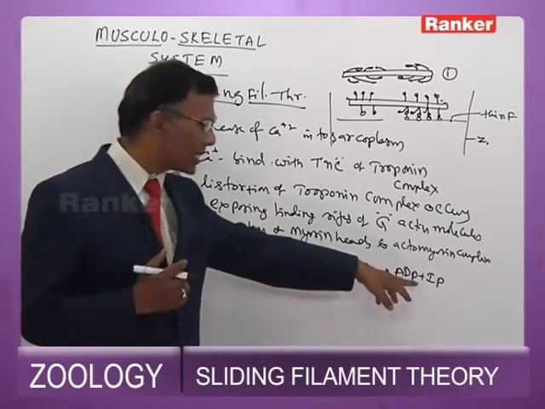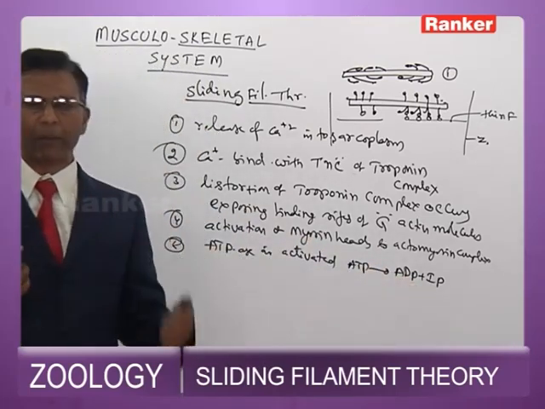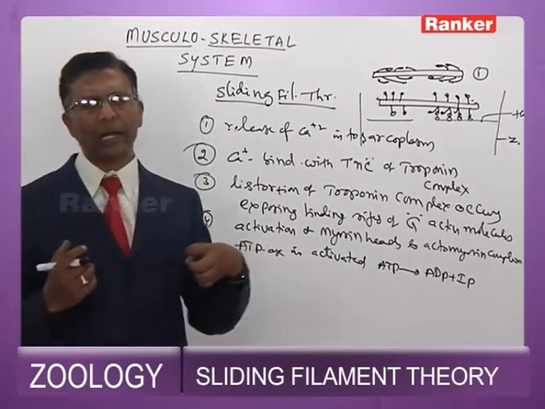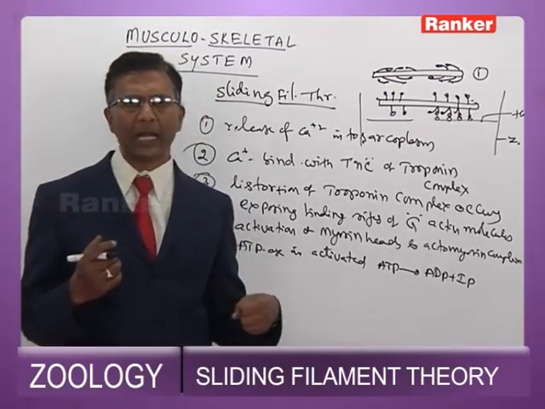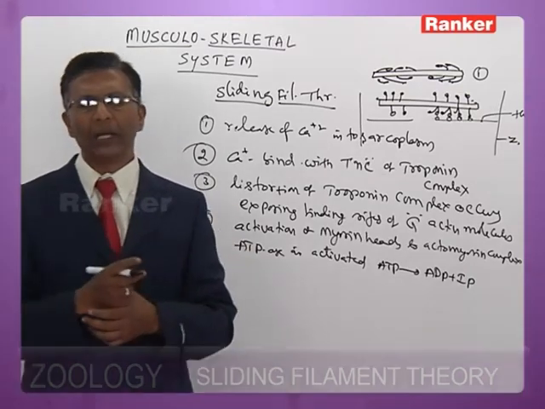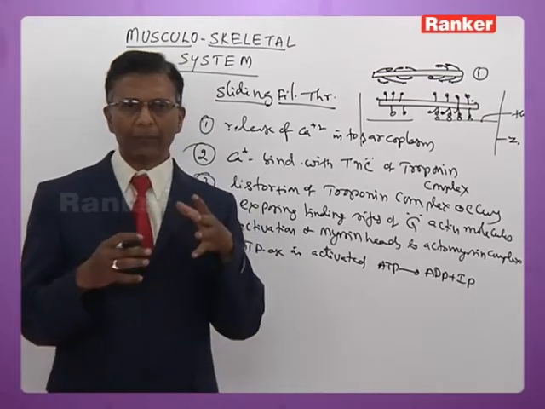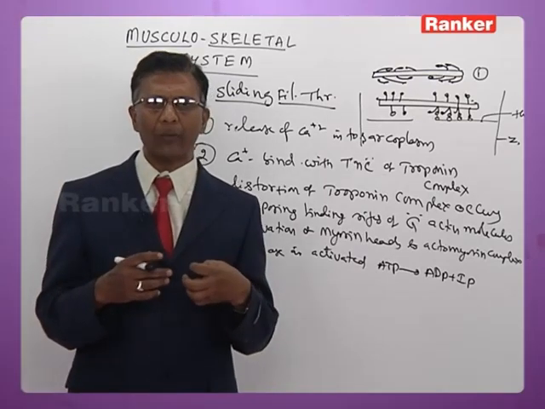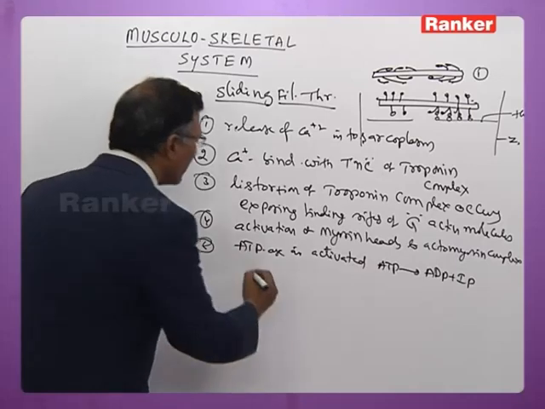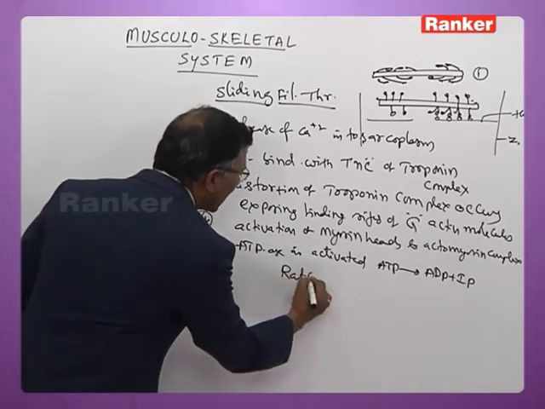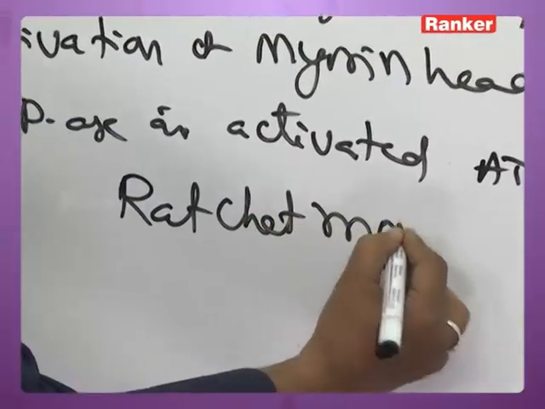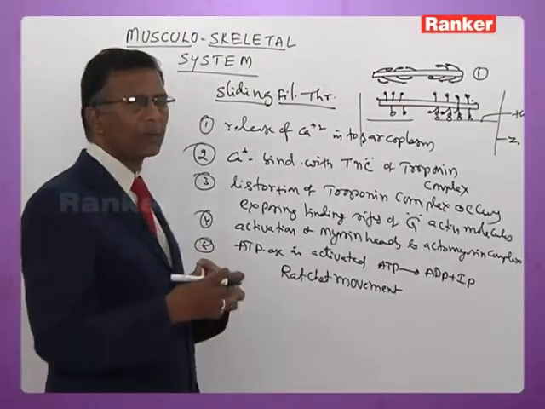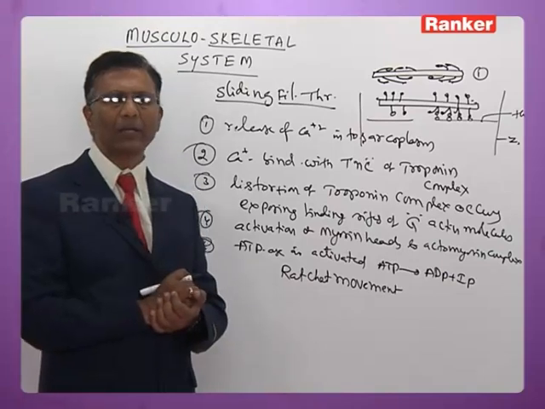When the IP, the inorganic phosphate, is lost, there will be a power stroke. When ADP is lost here, the entire myosin head withdraws itself from the G-actin and becomes parallel to the thick filament. This attachment and detachment of myosin heads is called ratchet movement. So the ratchet movements are responsible for shortening of the muscle fiber.